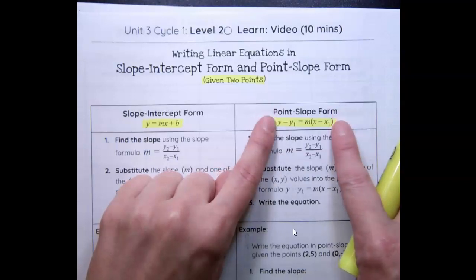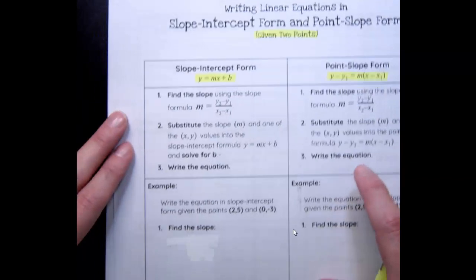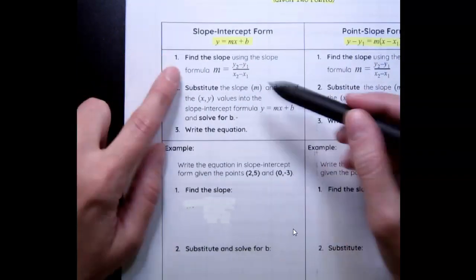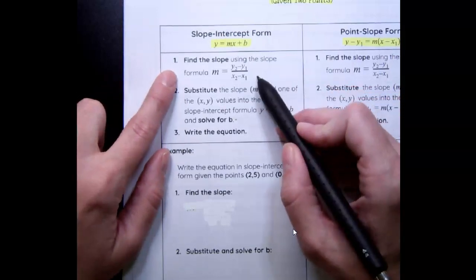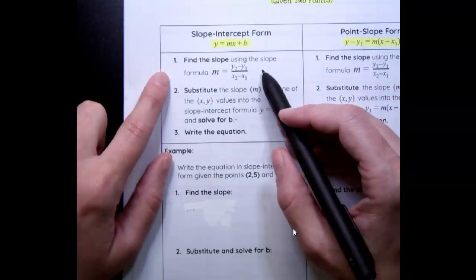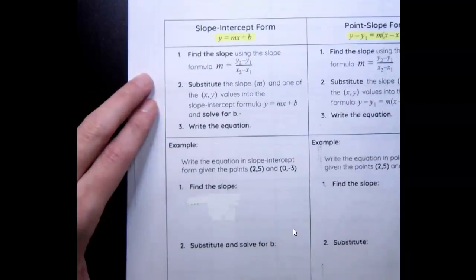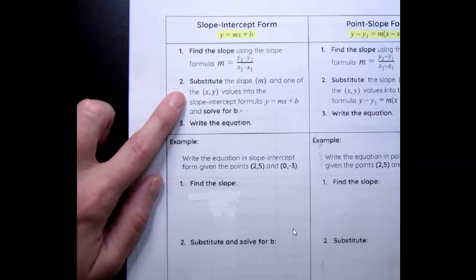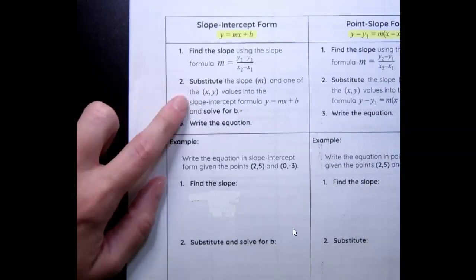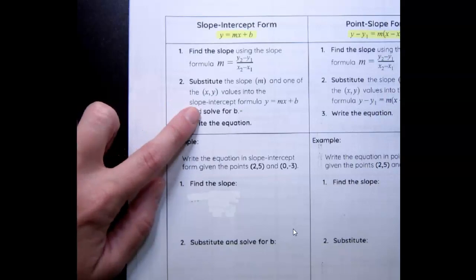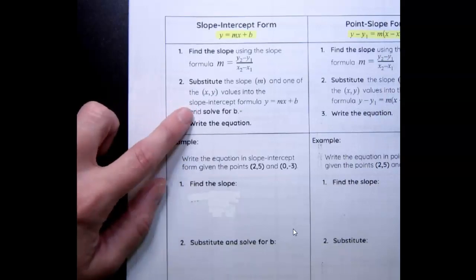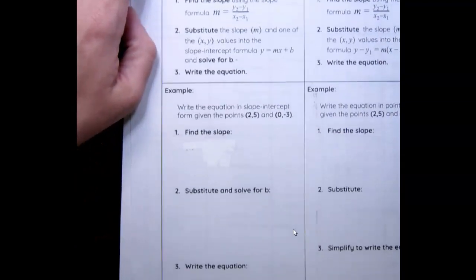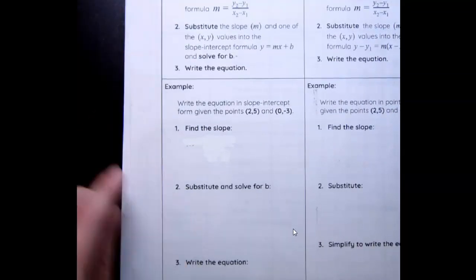We'll get to this one in a minute, but for right now, let's start on slope-intercept form. Okay, so the first thing that we need to do is find the slope using the slope formula. That's m equals y2 minus y1 over x2 minus x1. After we find the slope, we need to substitute that value and one of the points, the xy values, into the slope-intercept formula and then solve for b. After we figure out what b is, we can write the equation. So let's go ahead and go down to the example, and we're going to get started.